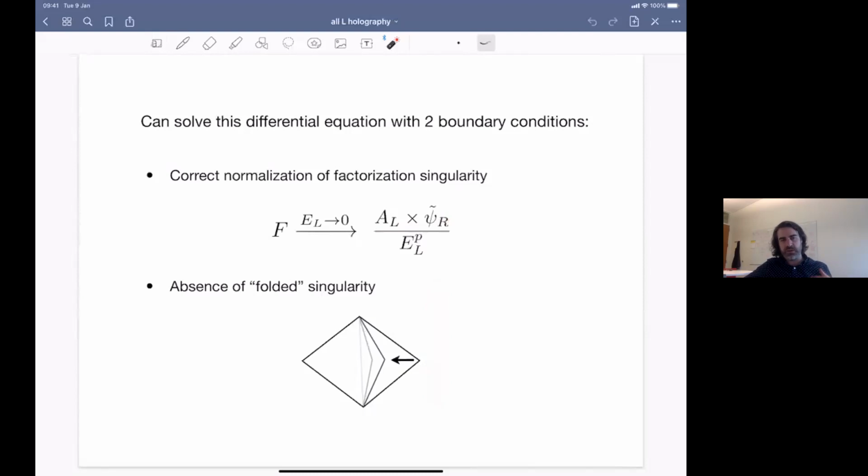So a generic solution to the differential equation I showed you will typically have a singularity in an additional location, which can happen for real kinematics. And if you think of this F as a function of 4 points, you can imagine going to the configuration where there's a slight degeneration where this kind of looks like a triangle. And generically, this F will have a singularity there, but you can find the solution. This is a choice of boundary condition, that actually this F is totally regular in this configuration. And so that's another boundary condition that we're going to impose.